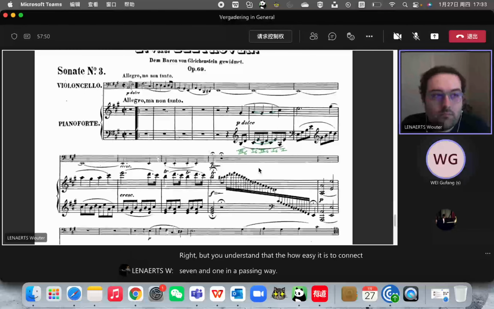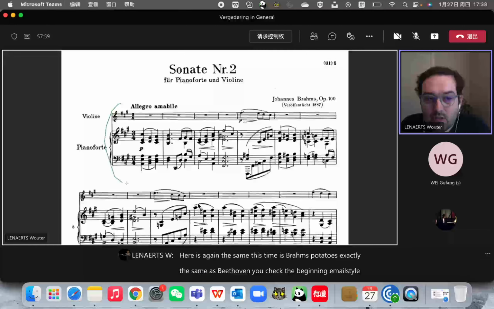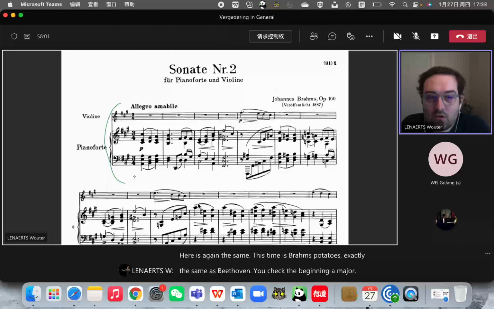Here's again the same. This time is Brahms, but he does exactly the same as Beethoven. You check the beginning, A major. Which chords do we have?